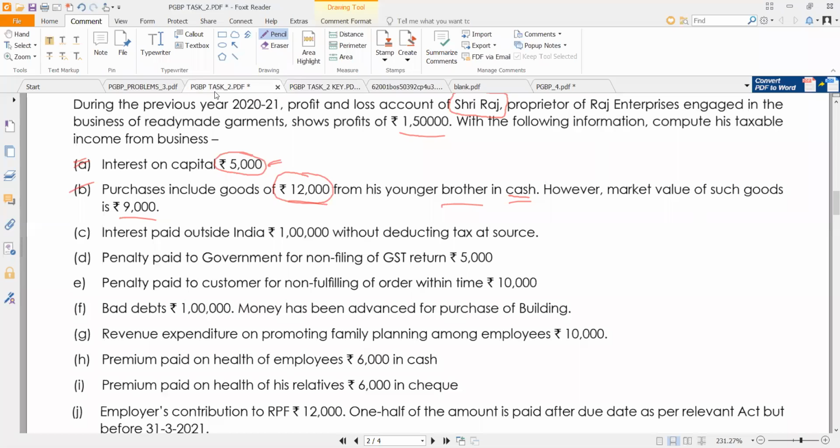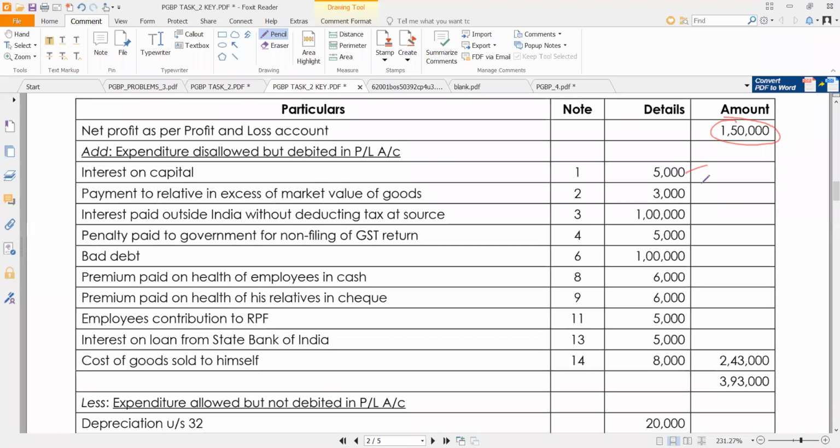So, first thing first, 40A2 has to be applied. In the sequence of 40A2 and 40A3, 40A2 has to be first applied. Directly, 40A3 cannot be applied. So once 40A2 is applied, that is 9,000 rupees market value, but excessive payment made to the extent of 3,000. So once this 3,000 is disallowed, the amount which is supposed to be the expenditure is only 9,000, which is okay, because that is not in excess of 10,000. That's why there is no separate disallowance required under 40A3. Just 40A2 disallowance is enough.